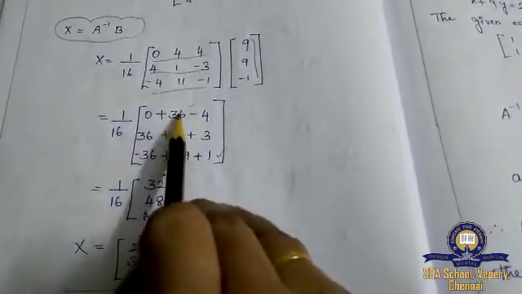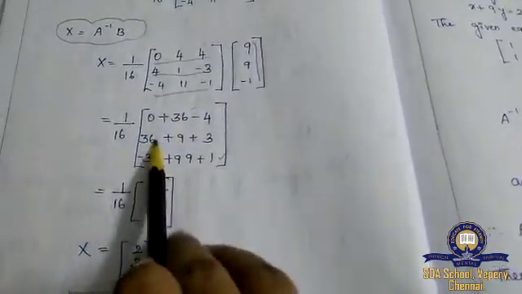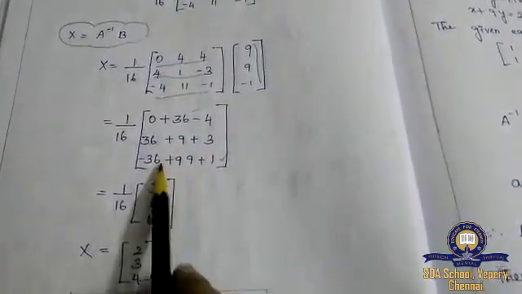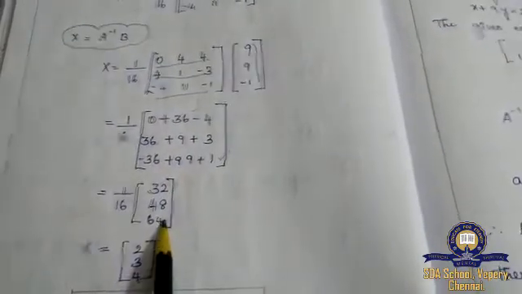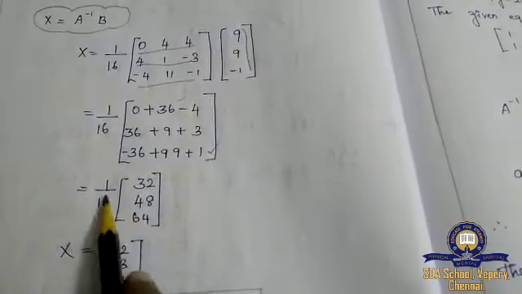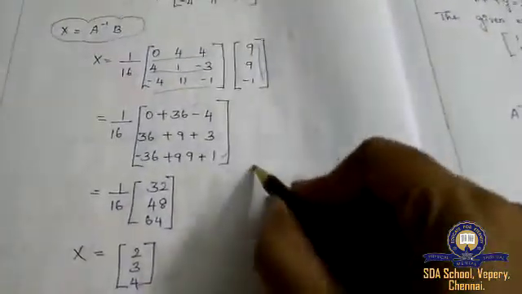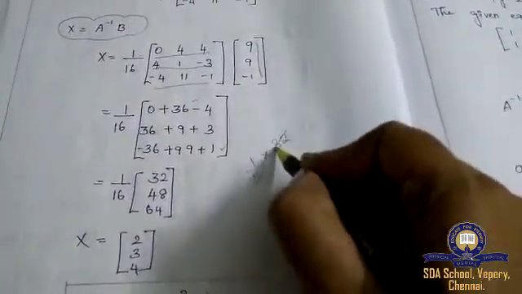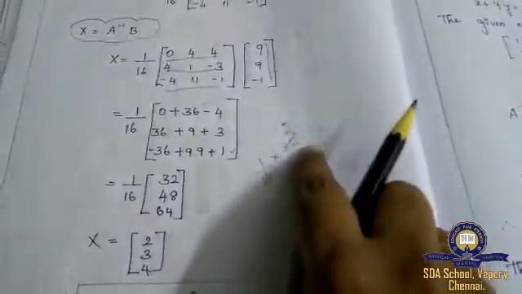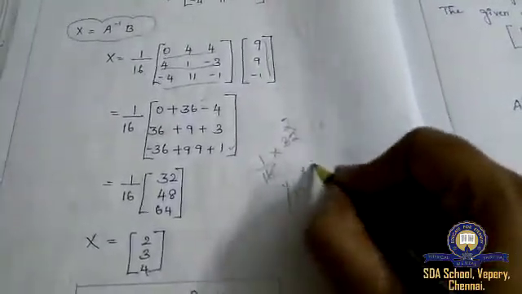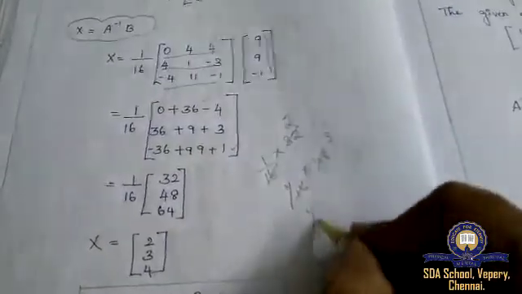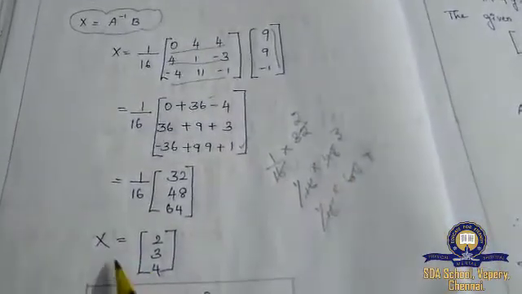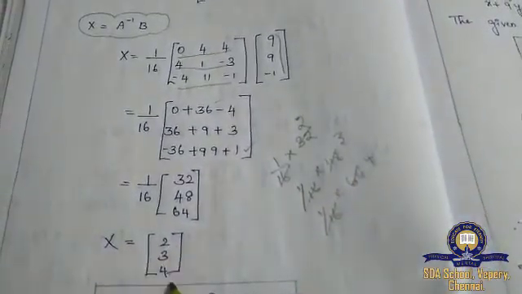So your first value becomes 36 minus 4, which is 32. Then 36 plus 9 plus 3, so your value will be 48. Next, 100 minus 36, your answer is 64. Now I am going to multiply each value inside the matrix. How do you multiply? 1 by 16 into 32. How many times will it cancel? 2 times, 16 2s are 32. Similarly, 1 by 16 into 48, it will be 3 times, and 1 by 16 into 64, it will be 4 times. So my answer, capital X, equals 2 3 4.